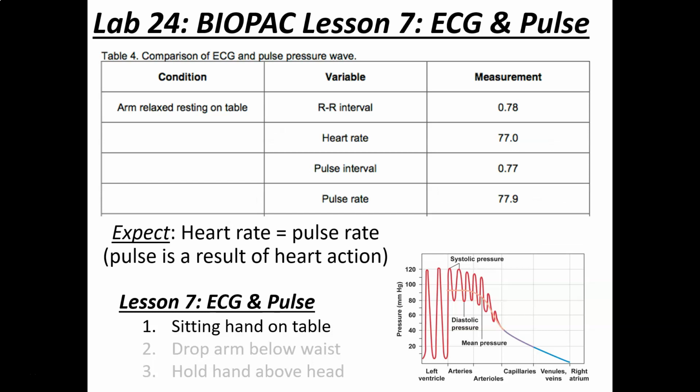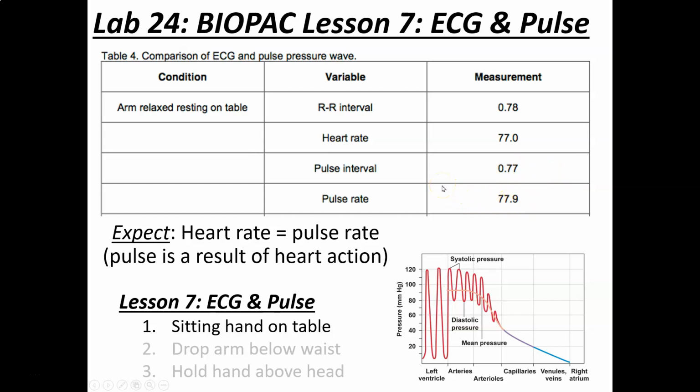So here's an example of someone where we have the arm rested on the table. This is just normal rest, about heart height. And we're looking at the RR interval. Remember, the RR interval is the heartbeat. So it's 0.78, and if you do the calculations, that gives us a heart rate of about 77 beats per minute. We also measured the pulse interval, from the peak of the pulse to the next peak of the pulse wave. That was 0.77, and that gives us a pulse rate of 77.9.